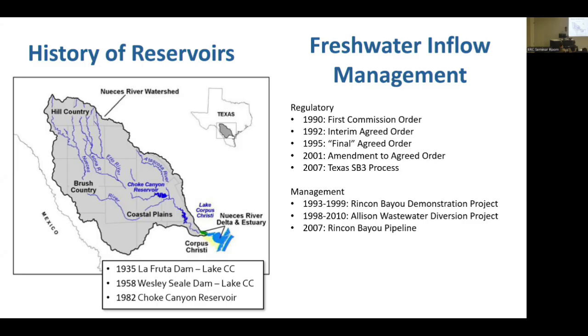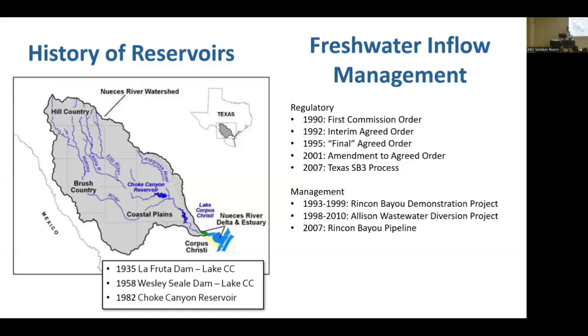And so pretty much any water that flows down the Nueces into the bay is controlled, and there's little to no natural flow to the bay system. And so as part of the permit for the establishment of Choke Canyon, the operators, which include the City of Three Rivers, the City of Corpus Christi, and the Nueces River Authority, were required to release some amount of water to the bays and estuaries.